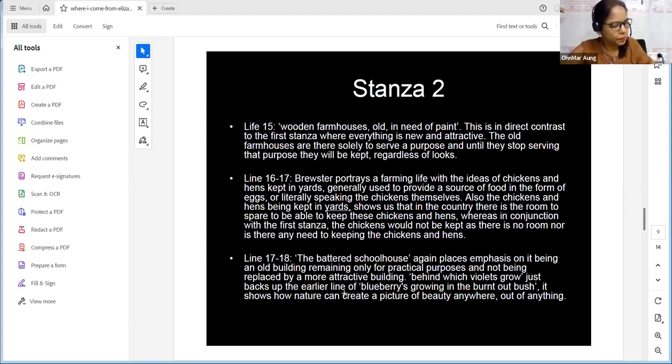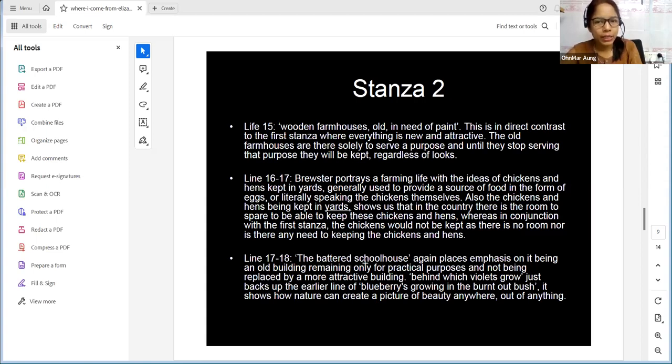Then you could see clucking aimlessly, that is about chickens. Battered schoolhouses, behind which violets grow. In this case, battered means, you could learn the list, old and not in very good condition. The wooden farmhouses, and in the previous sentence, you could learn farmhouses all in need of paint. So according to these words, farmhouses are all not in good condition in looks.